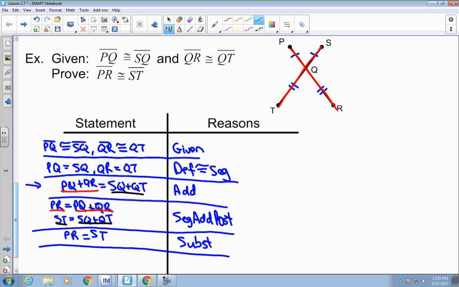All right, well, we're almost there, right? Isn't that what we're trying to prove? With what exception? What do I need to do next? Take it to a congruent state. So PR is congruent to ST by the definition of congruent segments.